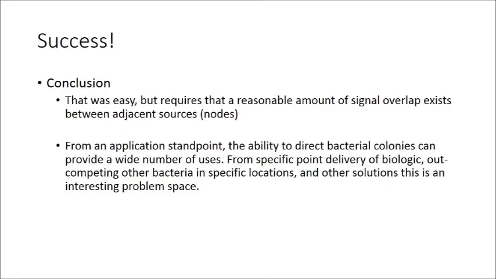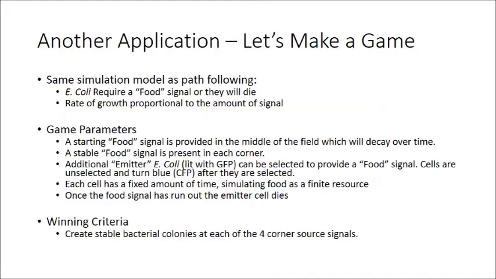As you can see, simulating the model in GRO is straightforward. The main consideration is the need to slightly overlap the signals so the E. coli can migrate cleanly. From an application standpoint, being able to direct bacterial colonies has a wide range of potential uses. You can direct bacteria to specific locations to outcompete other bacteria, or to deliver custom proteins to specific sites, or in defined patterns such as with etching.